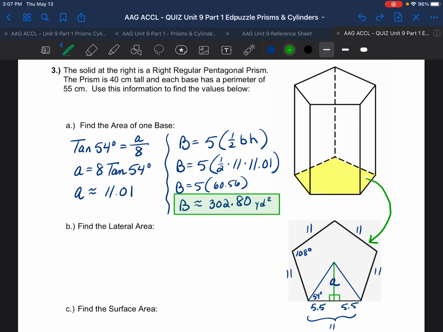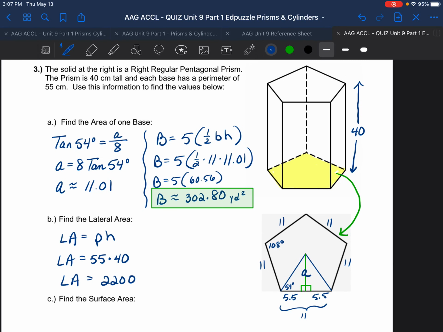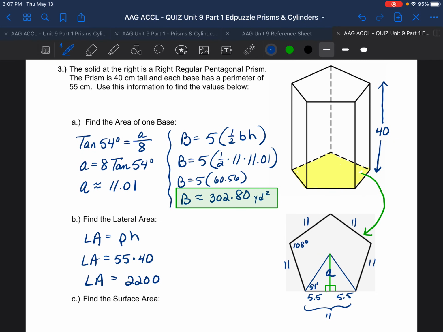Let's move on to part B. You can pause at any time, of course. Part B says to find the lateral area. We're finding the lateral area for the solid. Okay, ladies and gentlemen, the lateral area will be found using the formula LA equals PH. The perimeter of the base is 55. The height of the prism is 40. Therefore, our lateral area is going to be 2,200 yards squared.